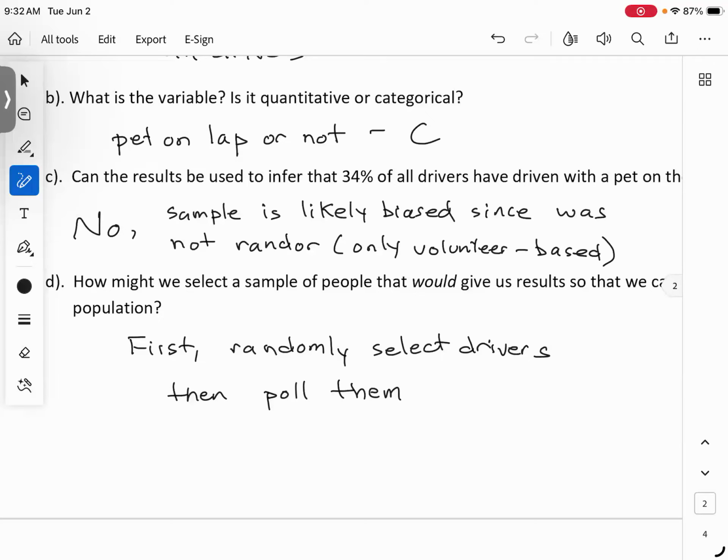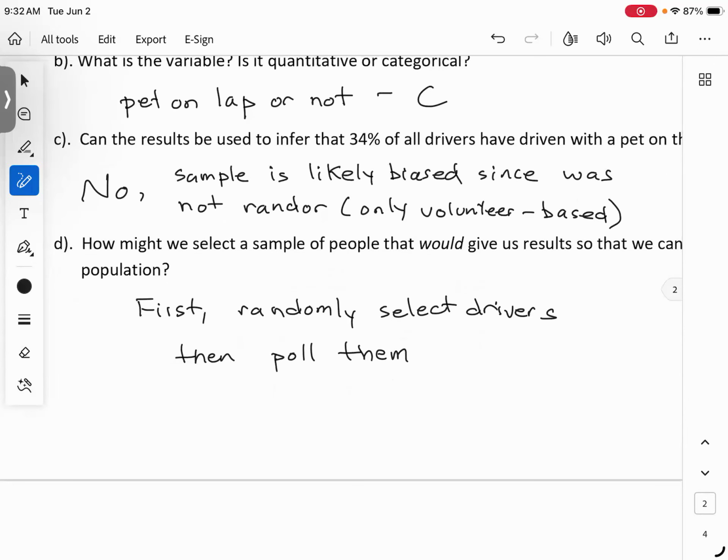So the reason why I write the answer this way is that I don't want you to walk away thinking that doing emails or polls are bad. Mass polls and emails are going to be probably biased. So it's okay to do emails and polls and surveys and these types of things as long as you're first randomly selecting. That way you can get a good mixture.